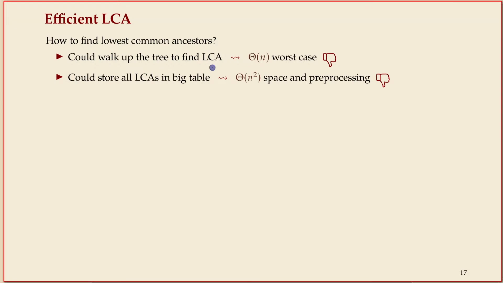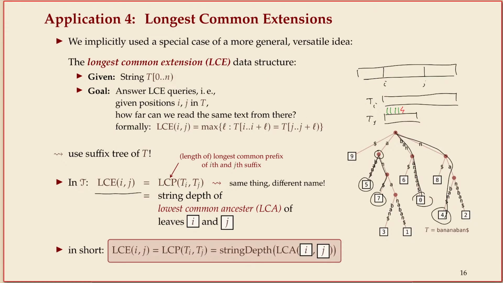If I have the suffix tree already, I could use this last part and find the lowest common ancestor. So I could walk up from both nodes and keep checking if I found the same node. That's one option. Unfortunately, that's quite slow, at least in the worst case. If you imagine for these two leaves you're far away in the tree, you have to essentially walk all the way up to the root.